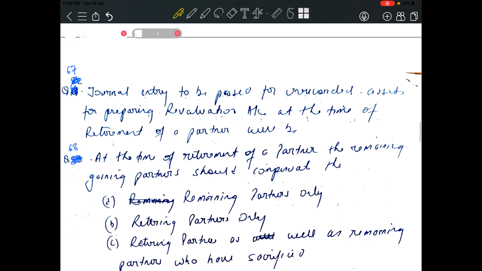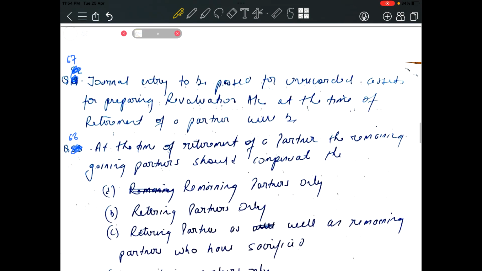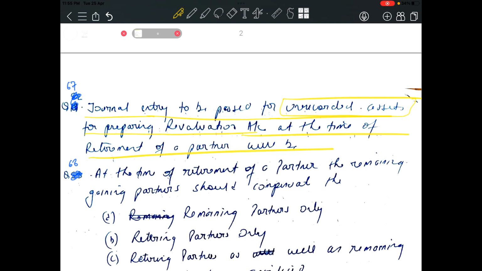Now let's come to question number 67. What is this question saying? Journal entry to be passed for unrecorded assets for preparing revaluation account at the time of retirement of a partner will be, what will be the journal entry? Simple. Assets are not recorded, so now we'll have to record the assets. If we record the assets which were unrecorded, the value of assets will increase, right? And we know the rule that an increase in the value of assets will always be debited.